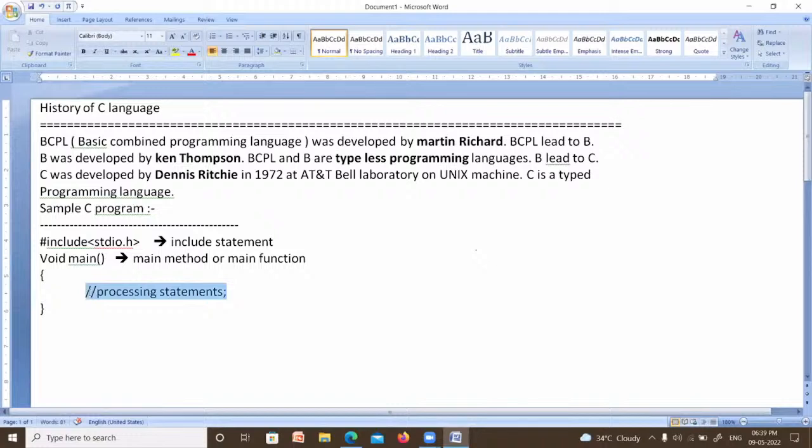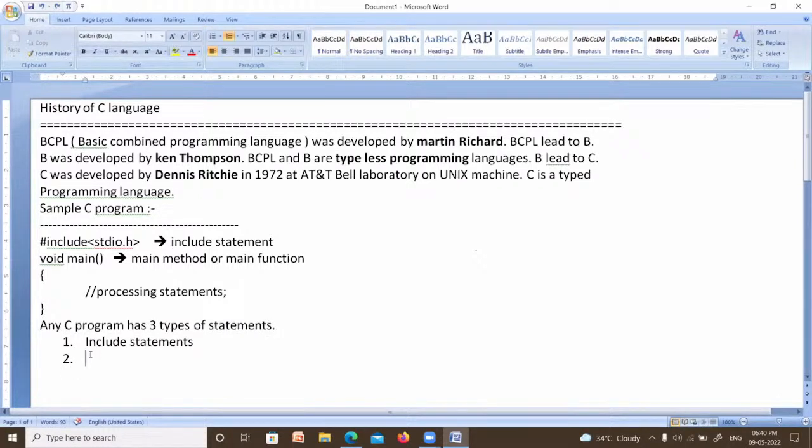So these three types of statements are there in any C program. One is include statements. Every C program must have include statements. Second one is a main method or main function. Every program must have a main method. Every program must have processing statements. So these three types of statements are there in all the programs.